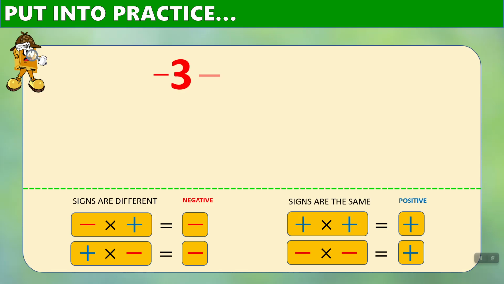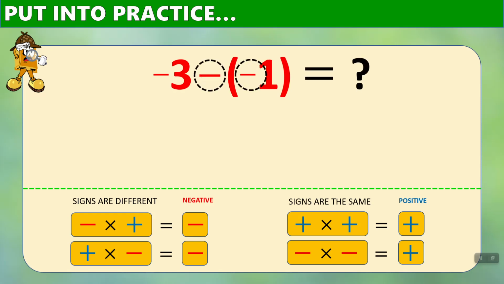So let's try minus 3 minus minus 1. Anytime you have a situation where there is a sign outside of the bracket and there is a sign inside of the bracket, we need to multiply the signs to get rid of the brackets and only leave us with one sign. So let's rewrite. Here's the negative sign, here's the negative sign. They're being multiplied. If we look down below, we see that negative times negative is plus. So minus 3, they turn into plus 1.